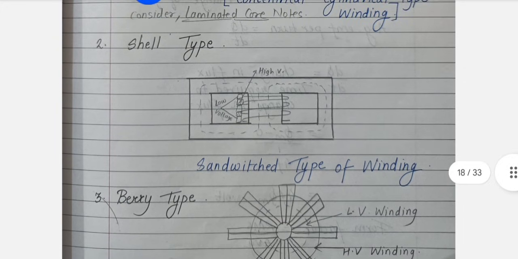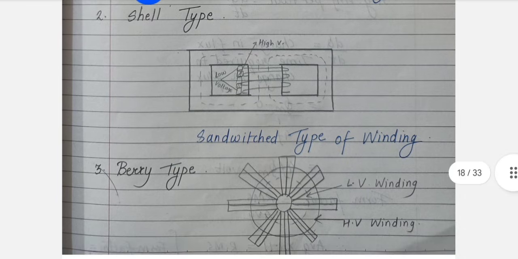So what is this sandwich type winding? You can get that low voltage, high voltage, low, high. Such a type of arrangement is called sandwich type of arrangement, okay. So this is similar to the core type, but again it also uses silicon steel lamination for the core.